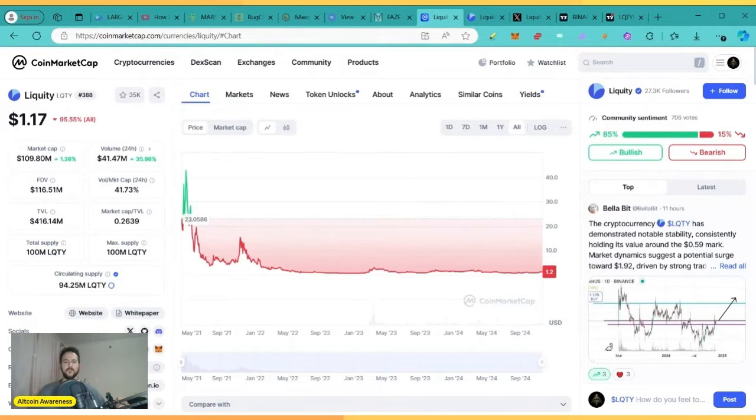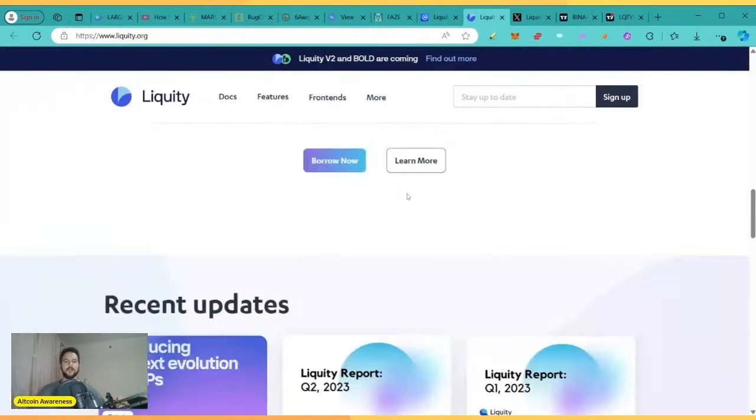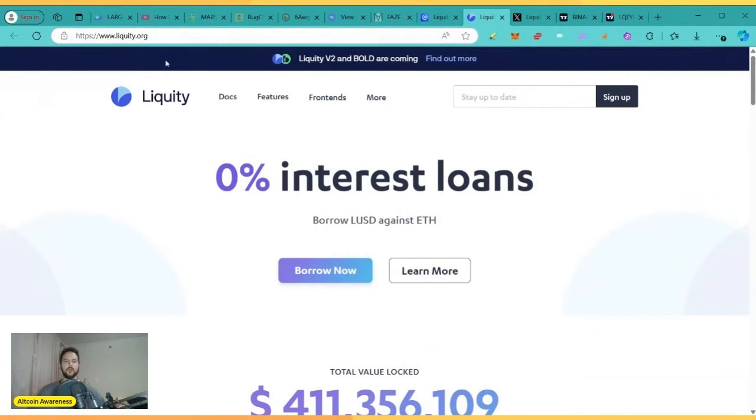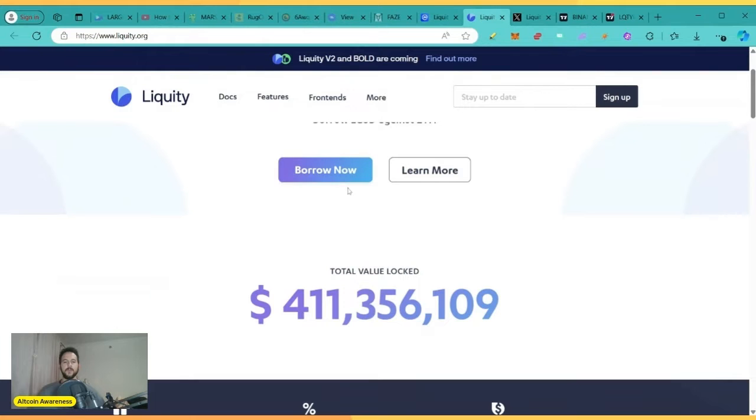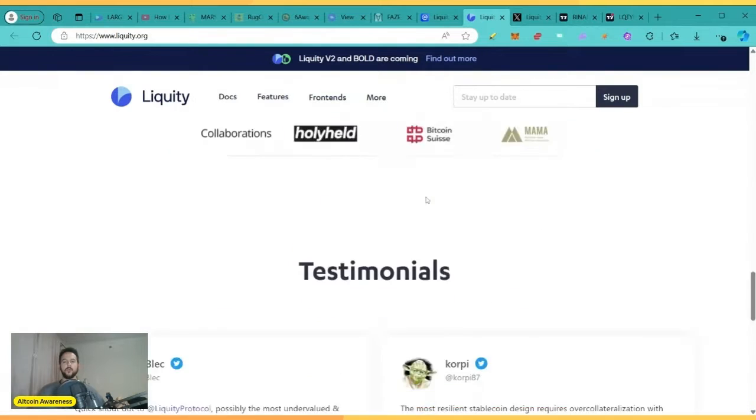Before we look at the charts on TradingView, let's look at what is Liquity. Liquity is a decentralized borrowing protocol built on Ethereum that utilizes LUSD, a USD-pegged stablecoin. Ether holders can draw loans in the form of LUSD with algorithmically adjusted redemption and loan issuance fees. This is their website. You can find it at www.liquity.org. Look what it says here. 0% interest loans. Borrow LUSD against Ethereum. You can click on this and borrow now, or click on this and learn more. You can go through their website on your own time. I'm not going to waste time here.